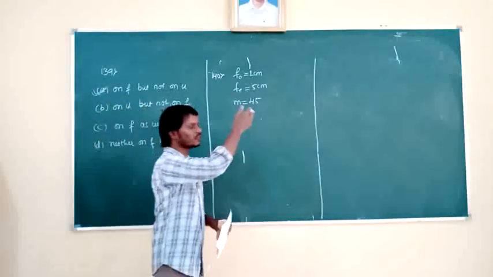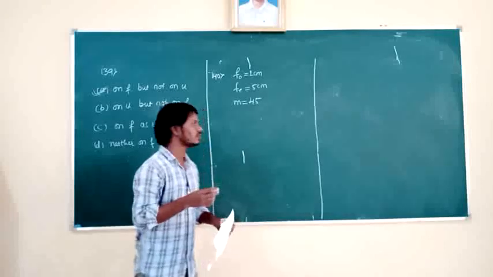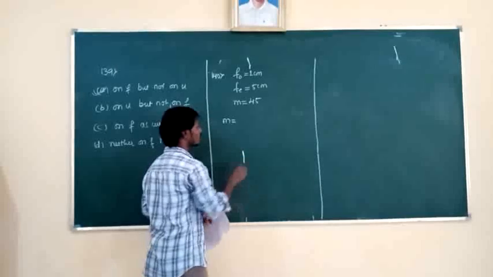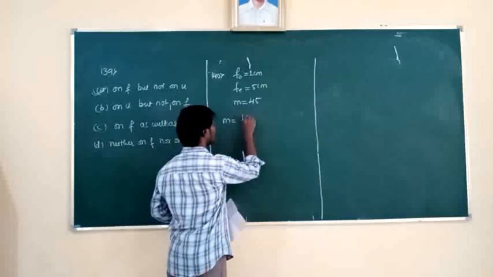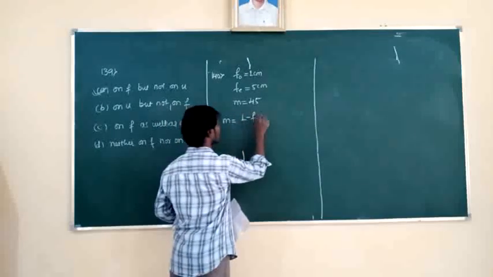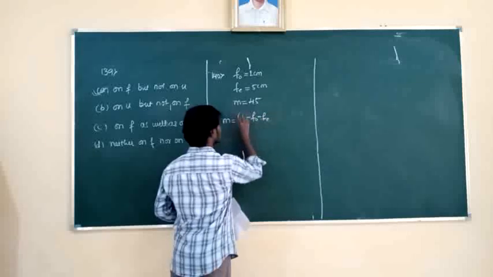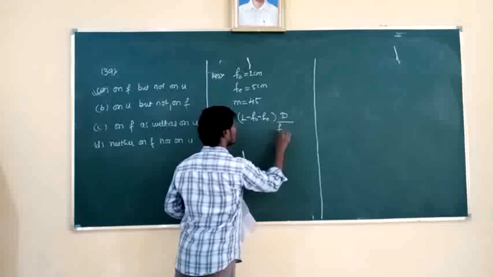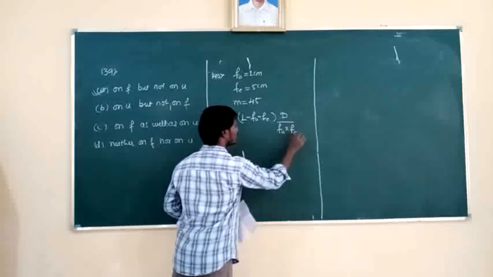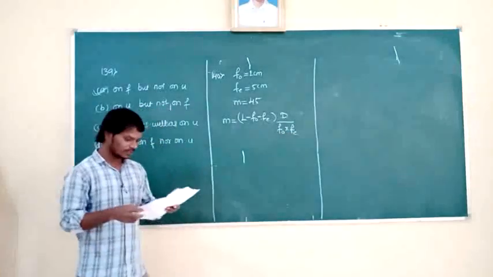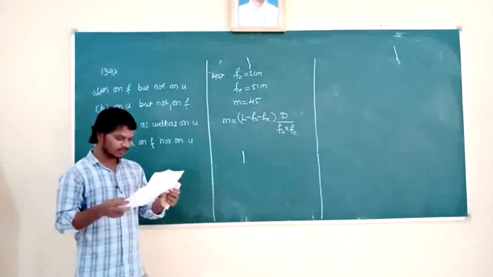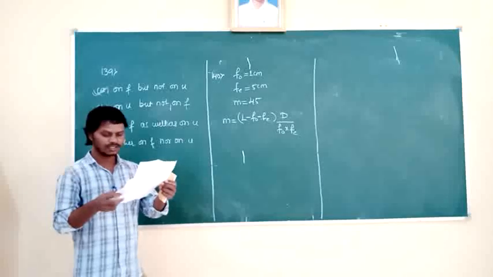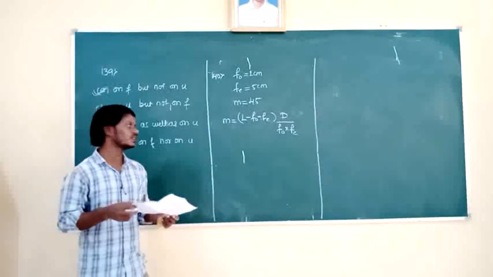Already I have given the formula. What is that formula? M is the magnification produced by the compound microscope. M is equal to (L minus FO minus FE) into D divided by FO into FE. Use this formula and you will get the answer. The options given are 30 cm, 25 cm, 15 cm and 12 cm. Which is the correct option here?